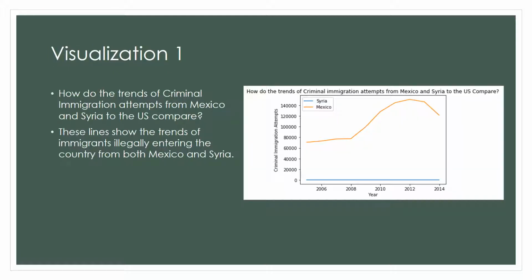Visualization 1. How do the trends of criminal immigration attempts from Mexico and Syria to the United States compare? These lines show the trends of immigrants illegally entering the country from both Mexico and Syria. Now, it may appear to be an error that the line labeled as Syria appears to be straight, but it actually is that way because the scale between the illegal immigration from Mexico is on a completely different magnitude from that of Syria. On the next slide, I'll discuss the data from Syria a bit more. What this graph does show about Mexico is that at its peak, nearly 14,000 illegal immigrants were apprehended.